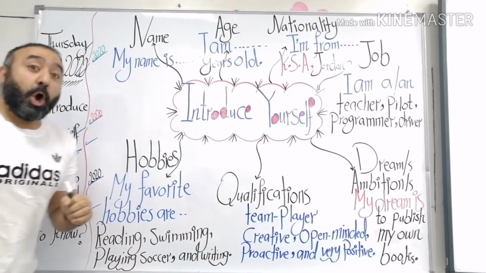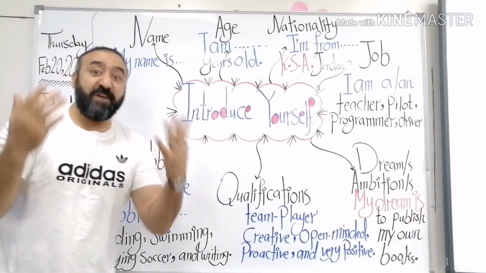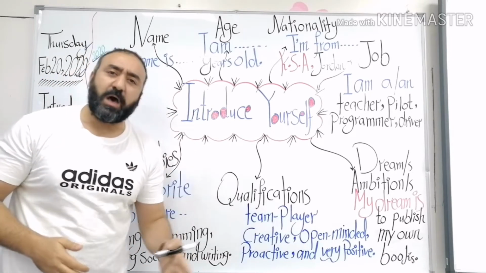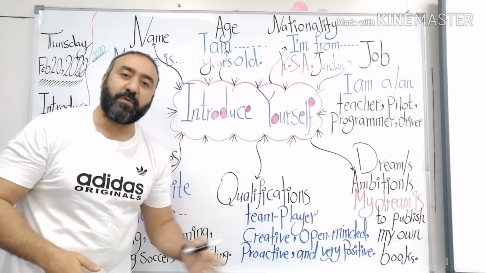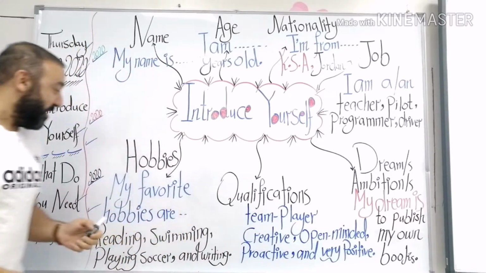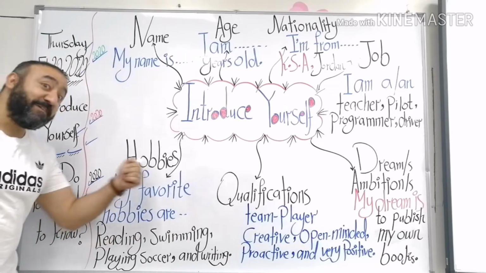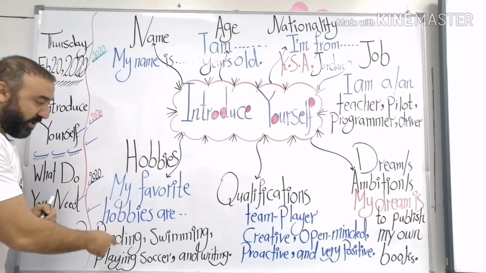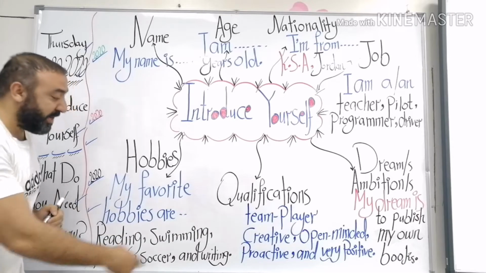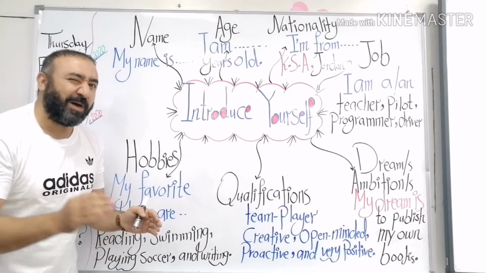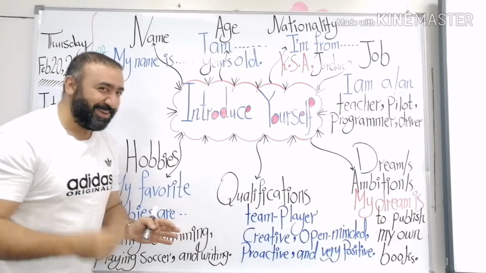After that, we have hobbies. Your favorite hobbies, the things that you like doing all the time, such as playing soccer, watching TV, hanging out with your friends, going shopping, and so on. My favorite hobbies are reading, swimming, playing soccer, and riding, okay? Or you can say my favorite hobby is drifting, okay? Watch out.